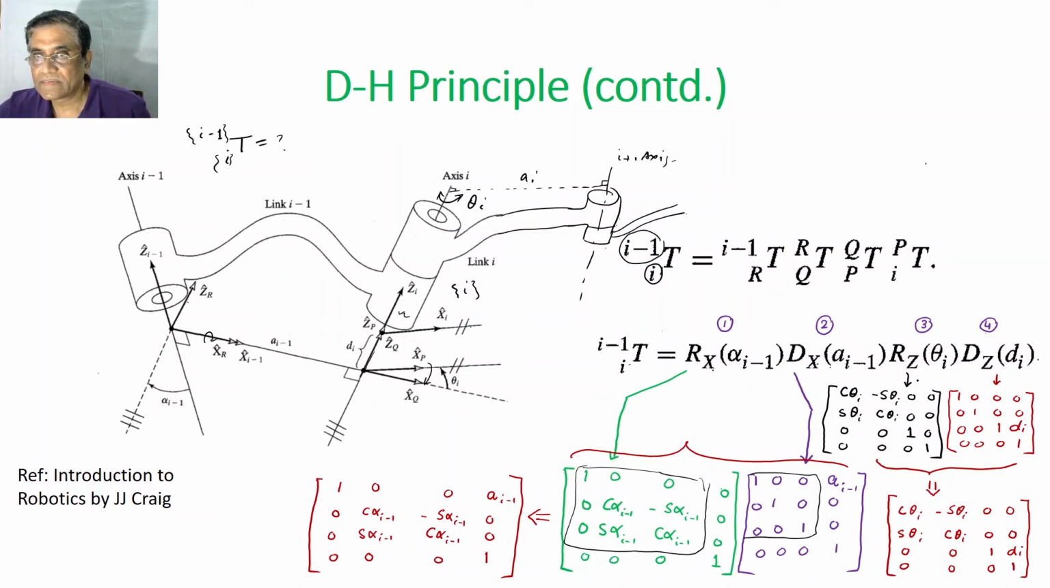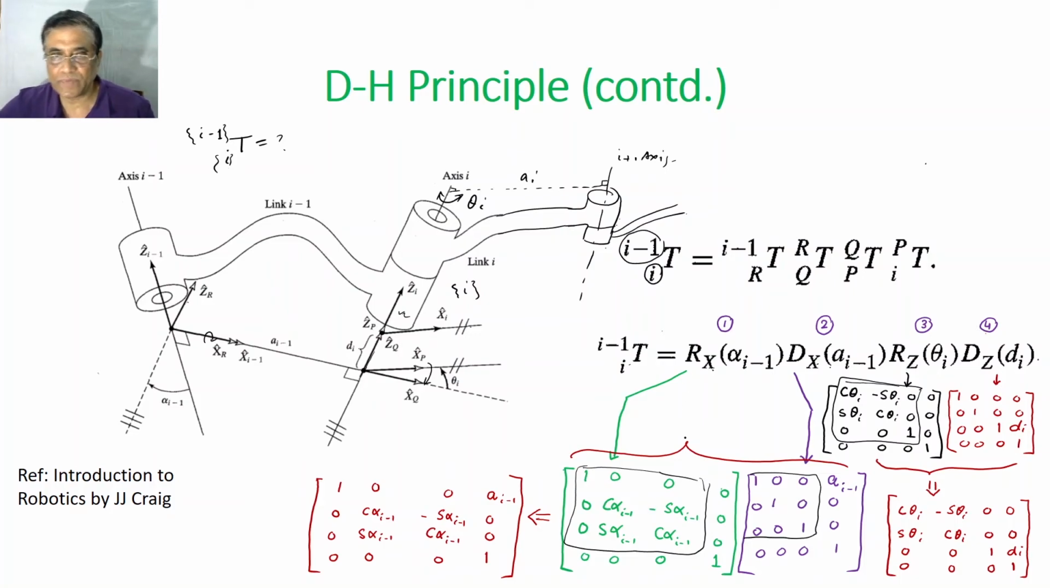Now this one: you have rotated about z by an amount theta i, so cos theta i, and this is the rotation submatrix. Very easy, you know it from earlier, and all other elements are 0. This is a 4 cross 4 matrix, and this is along d. This is the simplest matrix: a translation along the z axis by an amount d. So this is the matrix, 1 2 3 4.